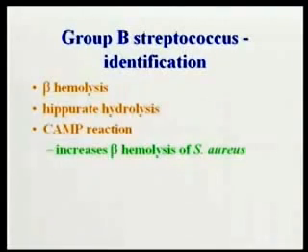I remember some years ago I saw a review written by somebody who knows a hell of a lot more than I'll ever know about the group B streptococcus, and they referred to the cyclic AMP reaction. That is totally wrong, and it is not written with a small c, it is written with a large C. And you don't need to remember what it stands for. It stands for Christie, Atkins, Munch, Peterson, but you don't need to remember that. It's the CAMP reaction, not the cyclic AMP reaction, and it was named after the people that originally described it.